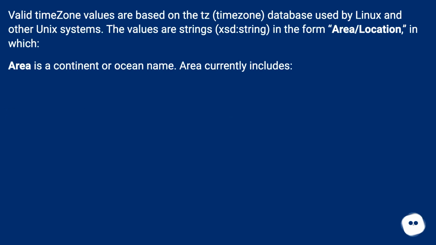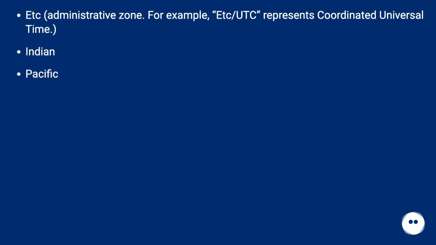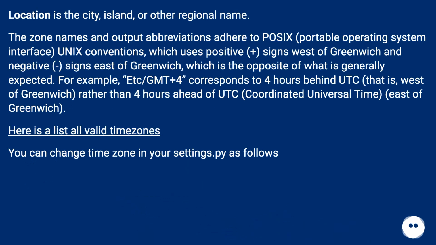Valid time zone values are based on the TZ (time zone) database used by Linux and other Unix systems. The values are strings (xsd:string) in the form area/location, in which area is a continent or ocean name. Area currently includes Africa, America (both North America and South America), Antarctica, Arctic, Asia, Atlantic, Australia, Europe, Etc (administrative zone, for example, Etc/UTC represents Coordinated Universal Time), Indian, Pacific. Location is the city, island, or other regional name.